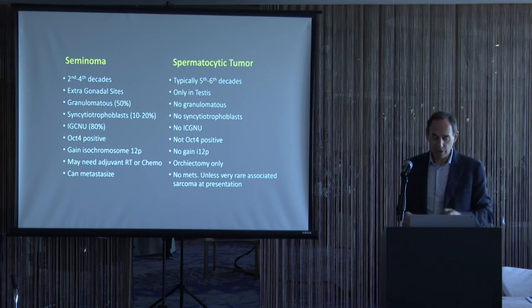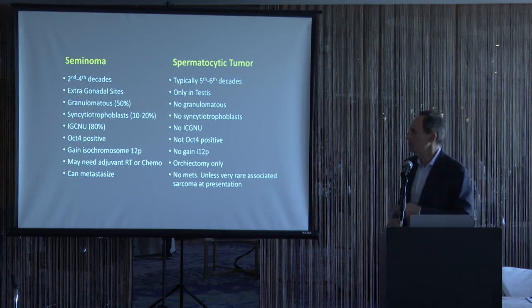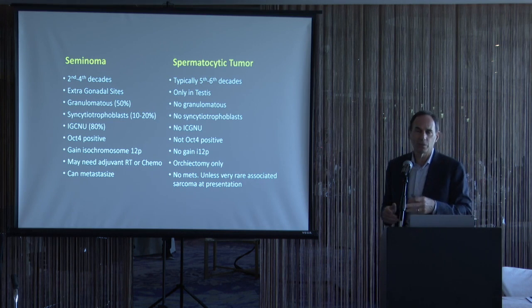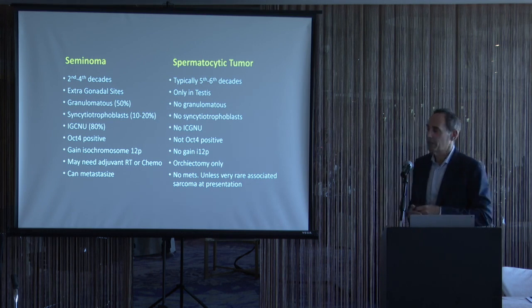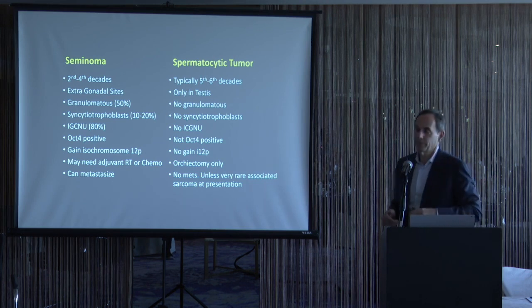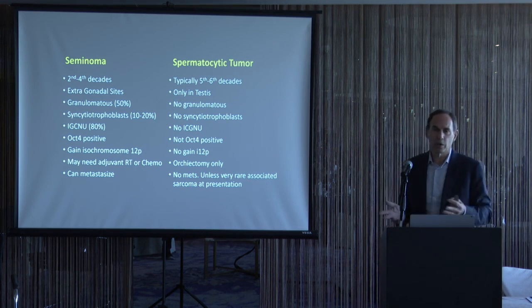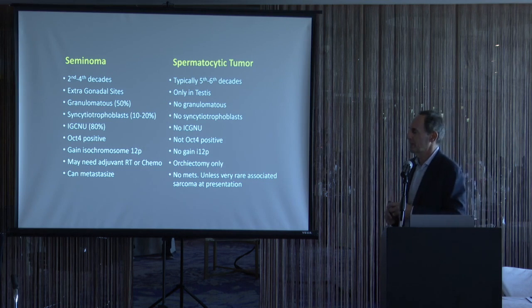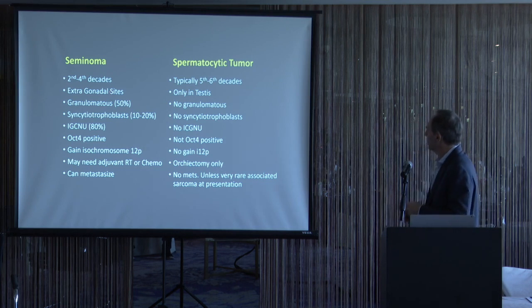So just to compare the two and show how different they are, seminomas are typically second to fourth decade, but one should recognize there's a second peak of seminomas in men in their 50s. We tend to think of seminomas typically in 20s and 30s, but they can occur older. Spermatocytic tumor is typically in older individuals, but I, for example, have seen a spermatocytic tumor in a 20-year-old, so there can be overlap. These are general categorizations.